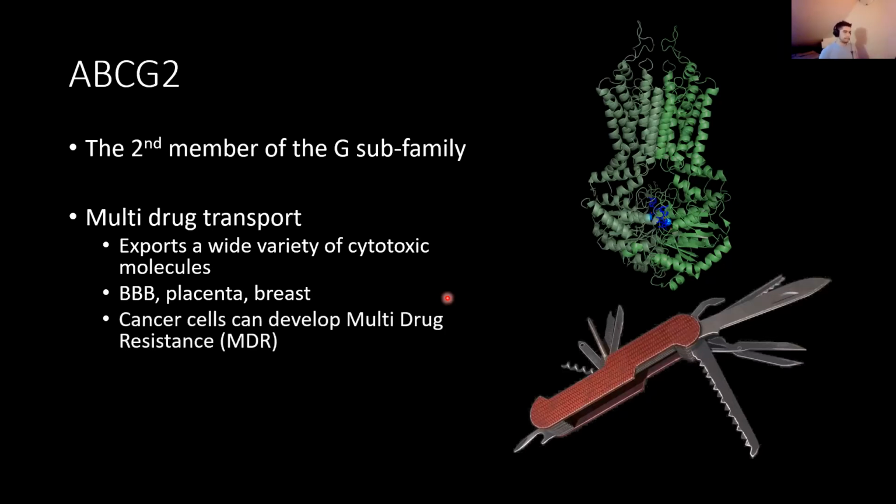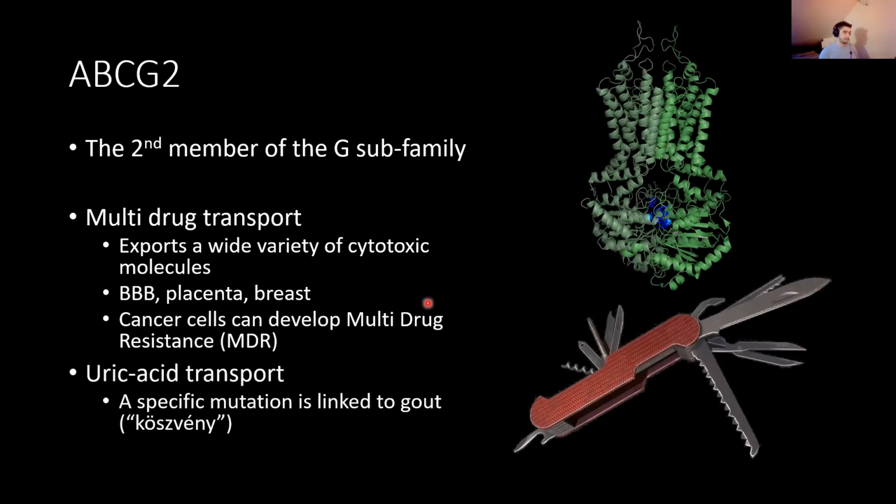But this ability can be detrimental too, because cancer cells can develop multi-drug resistance, which means that the drug concentration is lowered in the cell, and this hinders the effect of chemotherapy. Another function is uric acid transport, and a specific mutation of ABCG2 makes it unable to transport uric acid, and thus uric acid concentration will rise in the blood, and it can lead to gout, or in Hungarian.